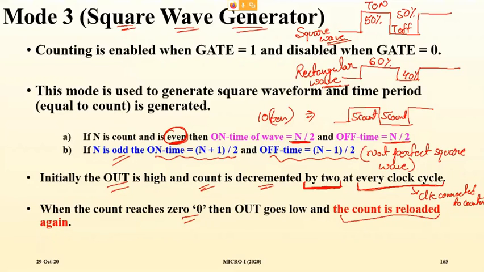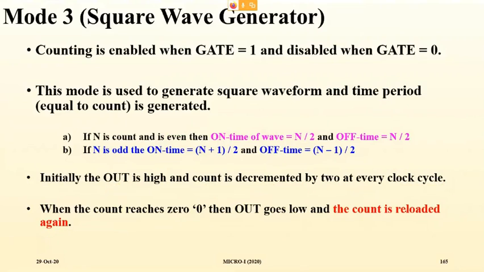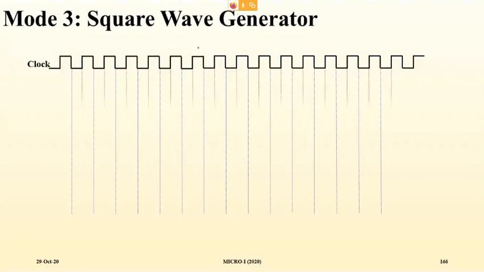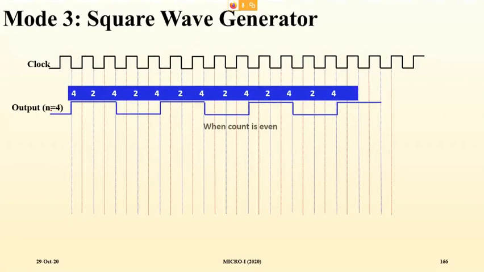This is again important. So let us see how we can generate a square wave, or how we can work with mode 3. Okay, so we have the clock. Suppose you are loading n equal to 4, which is an even number. With each clock period, this is one period of clock, so from here to here is one period of clock.